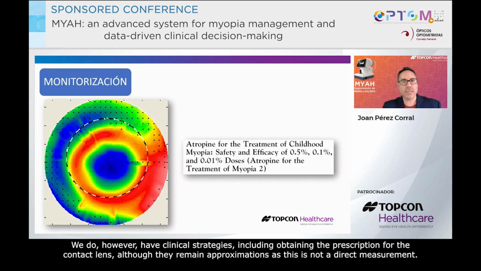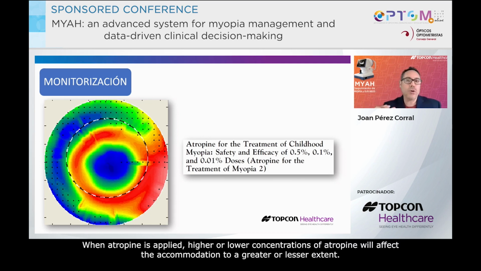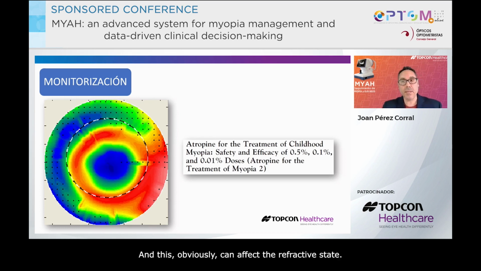We do, however, have clinical strategies, including obtaining the prescription for the contact lens, although they remain approximations, as this is not a direct measurement. When atropine is applied, higher or lower concentrations of atropine will affect the accommodation to a greater or lesser extent, and this obviously can affect the refractive state.